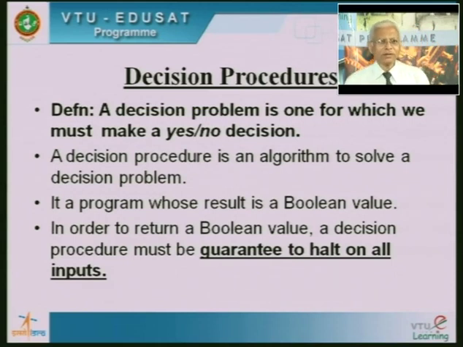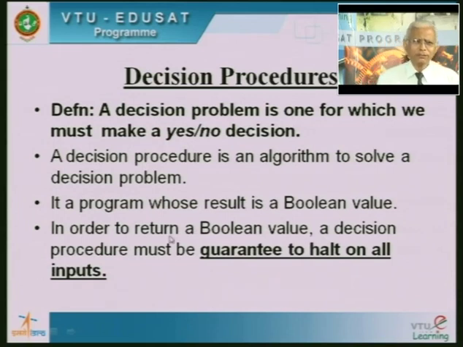So, finally, what it is trying to impress is that the algorithm is a very important part of computation. Now, a program whose result is a Boolean value is a decision procedure, yes or no, like the simple DFA, it will say accept or not accept. So, most of the machines will be of that type, accept or not accept. So, they will be decision procedures.